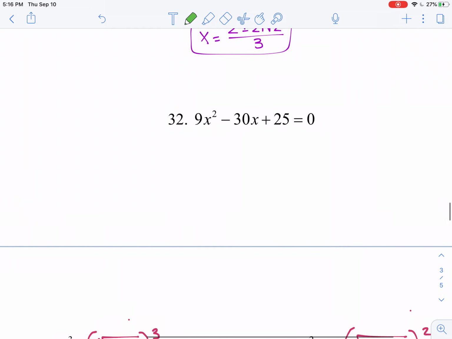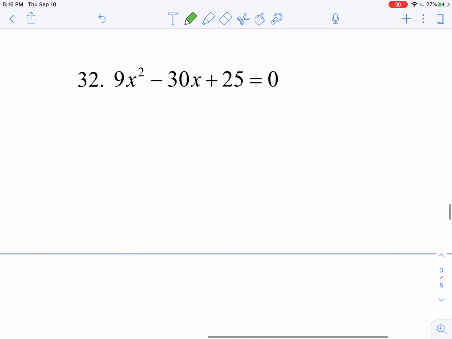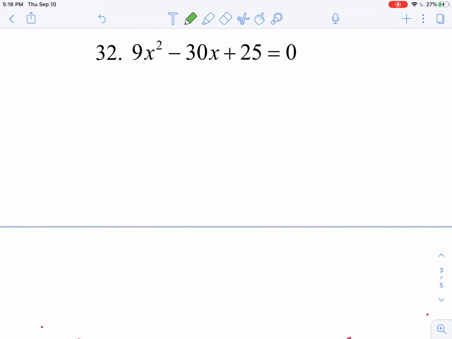All right, now the last one for the section is number 32. I've got 9x squared minus 30x plus 25 equals 0. So with this problem, I could try to factor and do big X. I'll write it out. Notice it's already equal to 0 and in standard form. When I do this, I have to do 25 times 9 up top, which is 225. And then it would be negative 30 on the bottom.